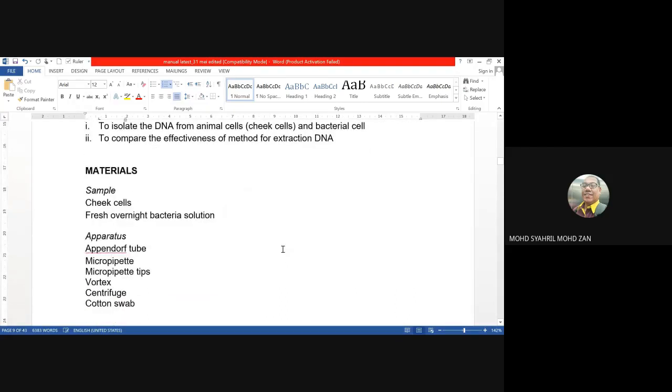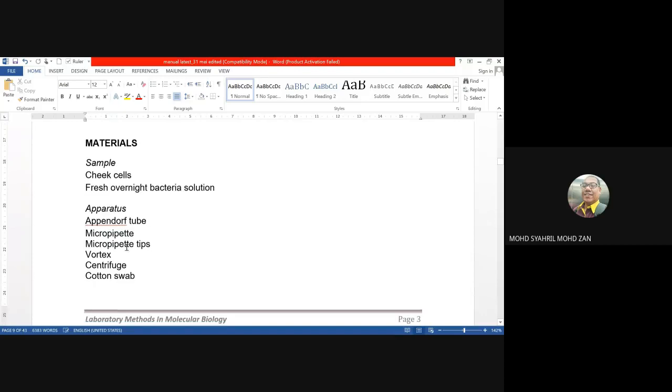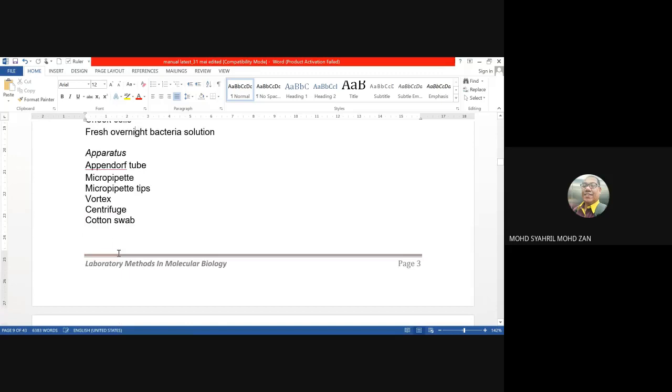Okay, the material that we use is cheek cells. Okay, so please make sure they are fresh. Okay. Number 2, fresh overnight bacterial solution. So the apparatus that we use are Eppendorf tubes, okay, micropipettes and micropipette tips, vortex for mixer, centrifuge, okay, and last one will be cotton swab.